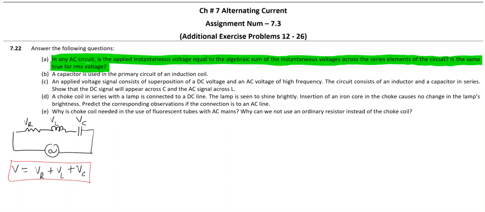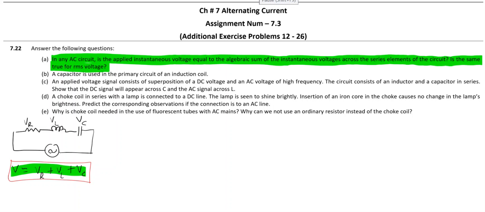The same statement becomes false if we are talking about RMS voltage, because RMS voltage is voltage for one full cycle, and then you will have to consider phases also. And as these three voltages have different phases, we cannot say that Vrms of resistor, Vrms of inductor and Vrms of capacitor, if we add up, we will get supplied voltage. So it is true for instantaneous voltage, it is not true for RMS voltage.